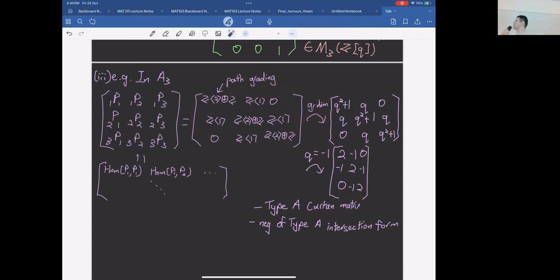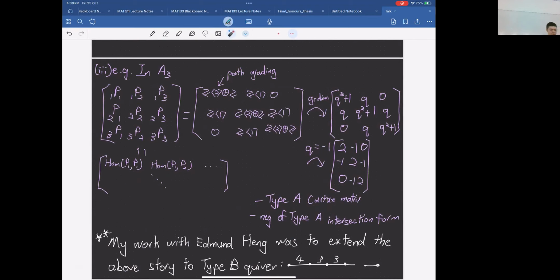Actually, if you know much about combinatorics, this is a type A Cartan matrix. If you know about the algebra, so this is a type A Cartan matrix. Or if you are a geometric person, this is actually a negative of the type A intersection form. Okay, so these are not coincidence. These are purposely built for the structure of this.